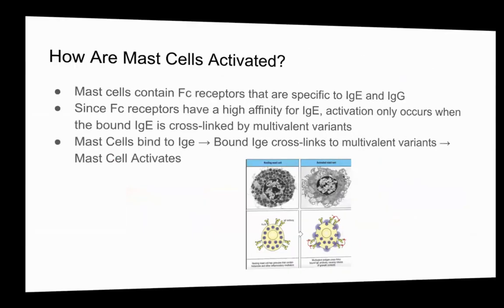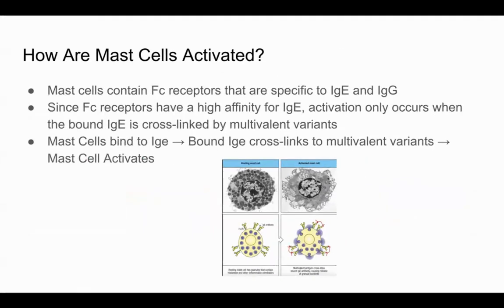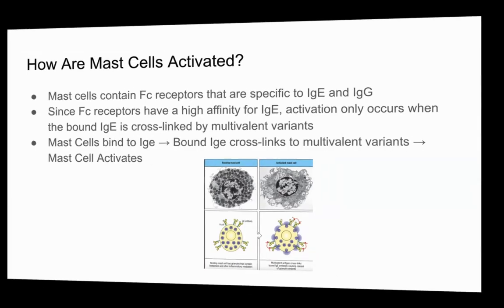How are mast cells activated? Mast cells contain Fc receptors that are specific to IgE and IgG. But since Fc receptors have a high affinity for IgE, activation only occurs when the bound IgE is cross-linked by multivalent variants. So basically, mast cells bind to IgE, the bound IgE cross-links to multivalent variants, and then it activates the mast cell.